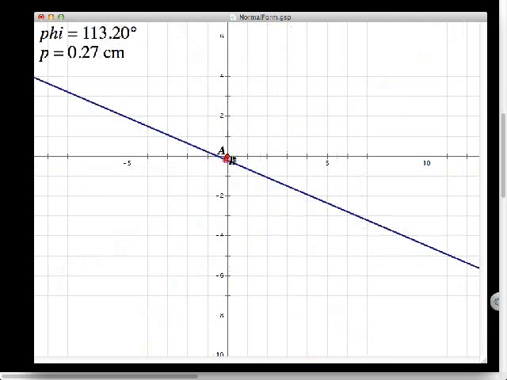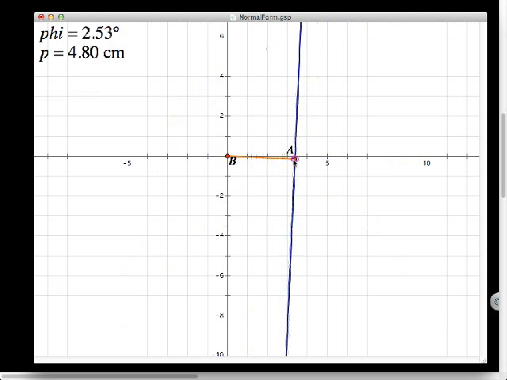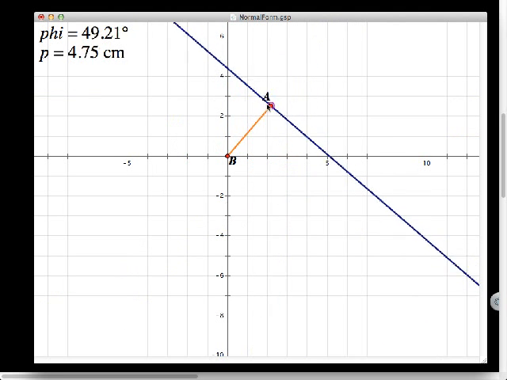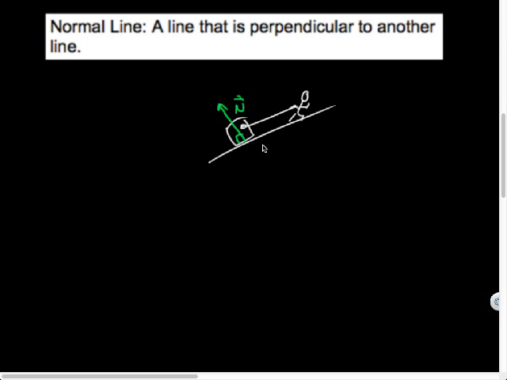Good stuff, good stuff. So it turns out that I can represent this line a different way than perhaps we're used to. Let me grab a snapshot of this. And this is what normal form for the equation of a line is going to be.